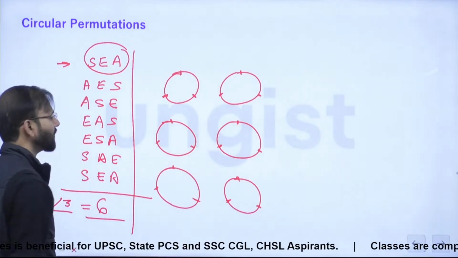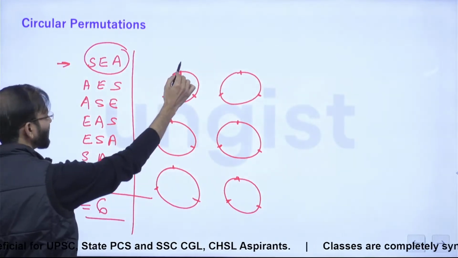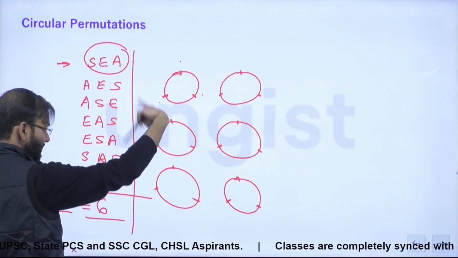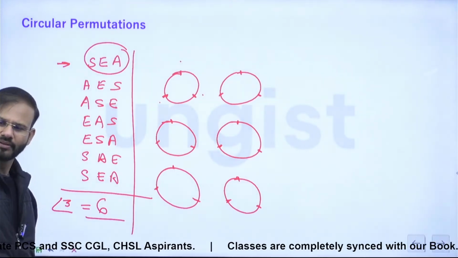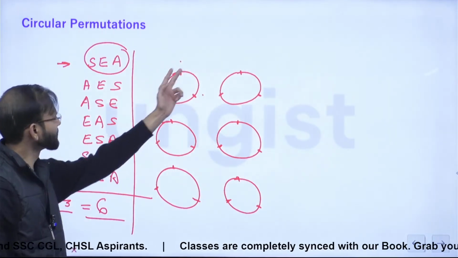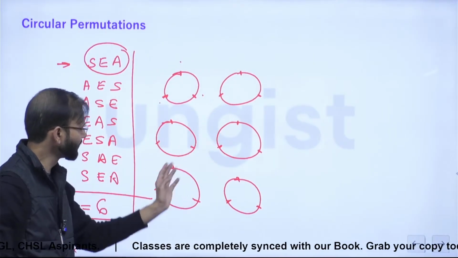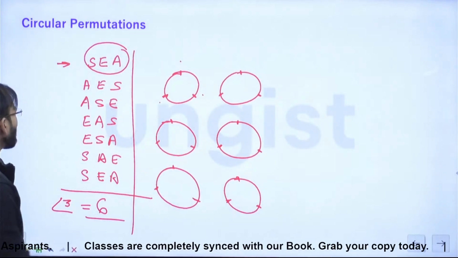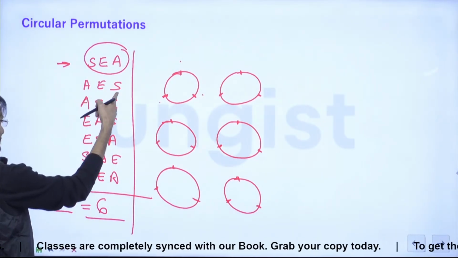Right. Now let's say these are position numbers 1, 2, 3 in clockwise manner, everyone. Fine? 1, 2, 3 clockwise manner. Correct? Now this is AES.